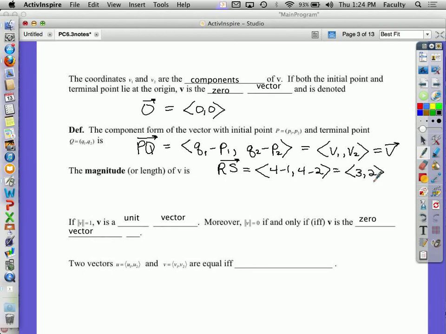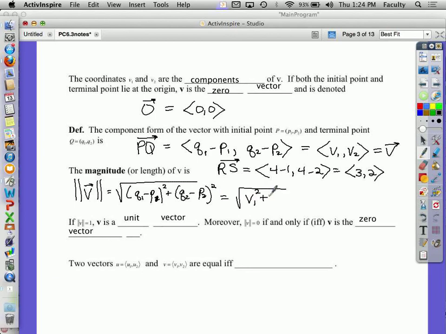All right, the magnitude or length of a vector v is just the square root of, depending on what form you have, oops, that's a 1. If it's not in component form, you would subtract, or you could convert it into component form first. And it would be the square root of v sub 1 squared plus v sub 2 squared.